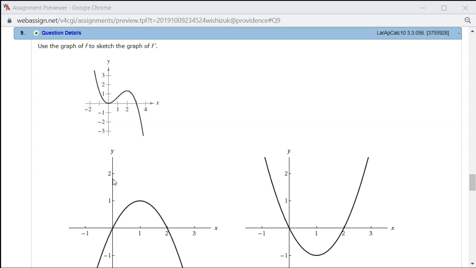Alright, let's look at homework 3.3, problem number 9. We have the graph of f given, and we want to find the graph of f prime. Alright, so let's do that.